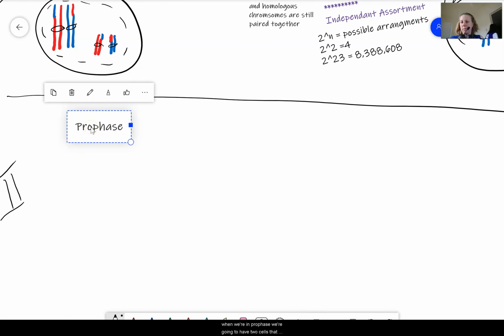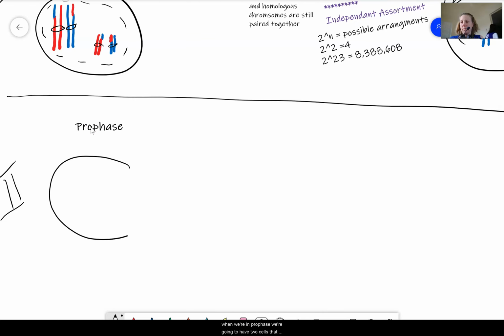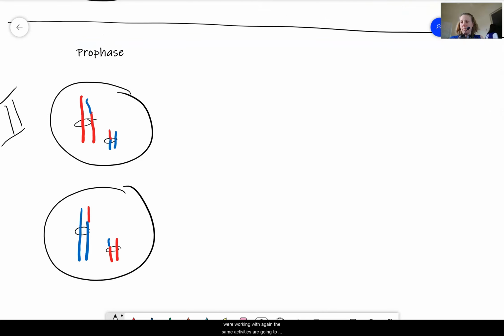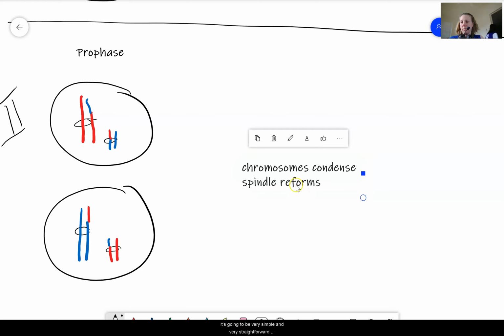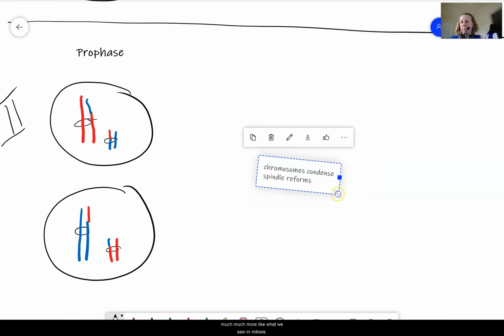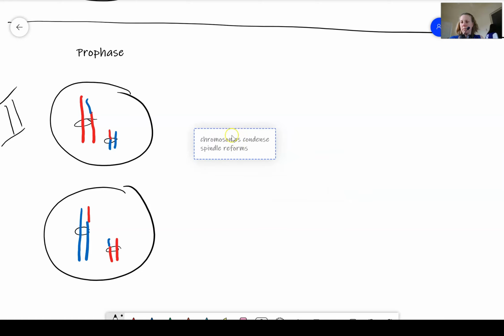And this time, when we're in prophase, we're going to have 2 cells that we're working with. Again, the same activities are going to be happening here in prophase. So the chromosomes are going to condense and the spindle is going to reform. Prophase 2 is going to look much more like prophase of mitosis because you're not going to get the homologous chromosomes pairing up. In fact, there aren't even homologous chromosomes anymore to do that pairing, and we're not going to get any additional crossing over. So it's going to be very simple and very straightforward, much, much more like what we saw in mitosis.